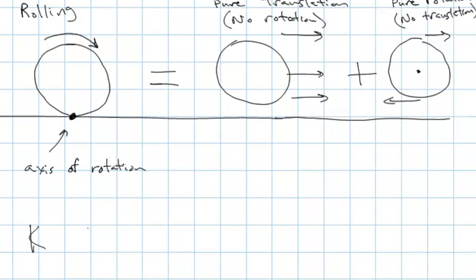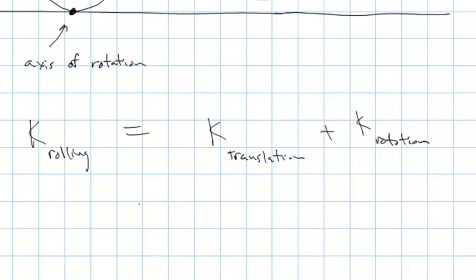The kinetic energy of something that's rolling is equal to K translation plus K rotation, where the velocity of the center of mass is equal to r times omega.